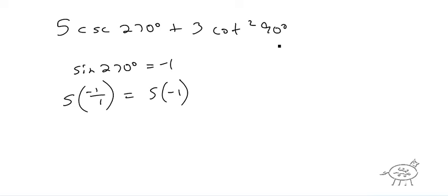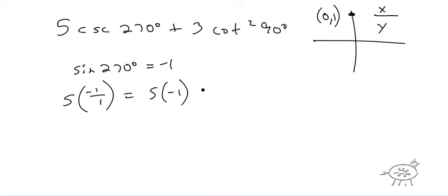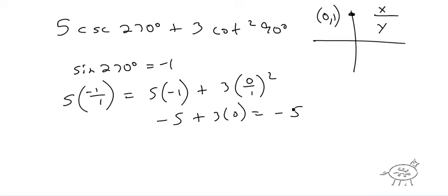Okay, cotangent of 90. However you choose to do that, you know cotangent is x over y, and this is 0, 1. So x is 0, y is 1. So isn't that plus 3 times 0 over 1 squared? That's just 0. So -5 plus 3 times 0 is -5. We'll try our calculators out in a little bit.